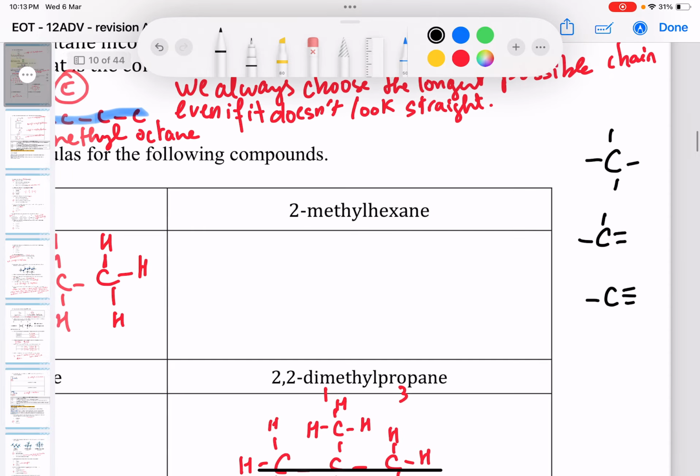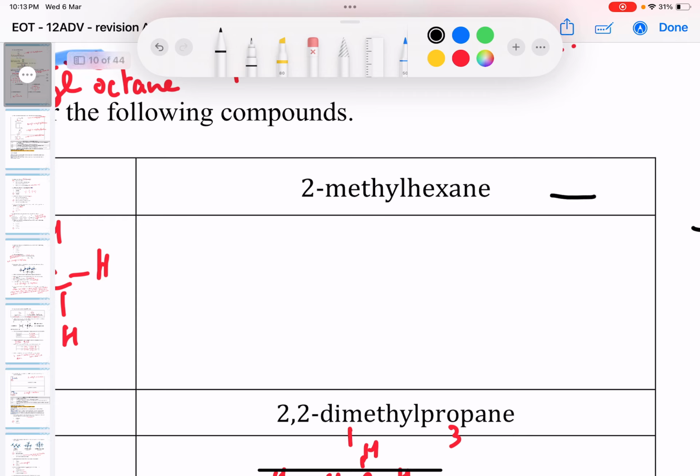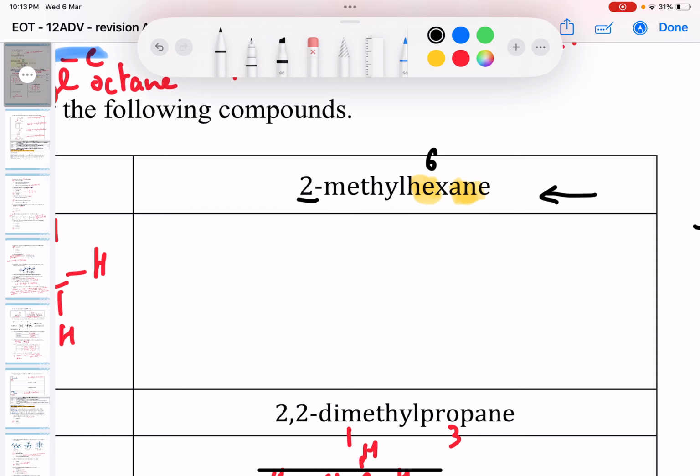Always when you are reading the question and you want to draw the molecule, I suggest you start drawing it from this side. You read from the last. Like for example here, I'm reading ane. It means that the carbon chain contains all single bonds. And then hex. Hex means we have 6 carbons. And on the second carbon, we have a branch of 1 carbon.